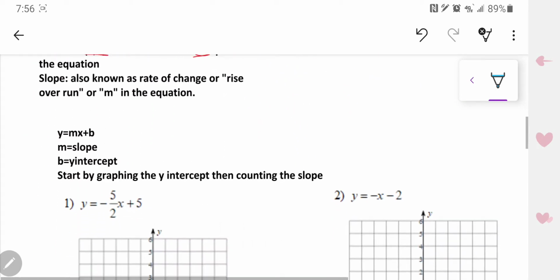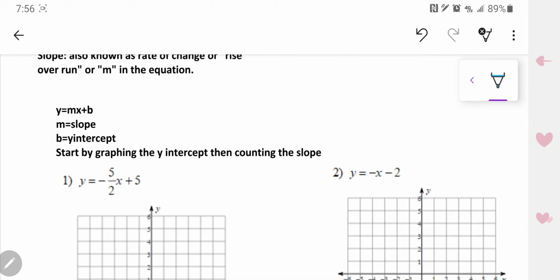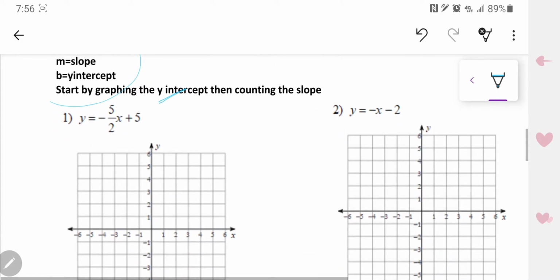Okay, so let's see. We have y equals mx plus b. m is the slope. b is the y-intercept. Start by graphing the y-intercept first and then counting out the slope. So for number 1, let's start with a positive 5 on the y-axis. And then we're going to count our slope, negative 5 halves. So rise is negative 5, run is 2.